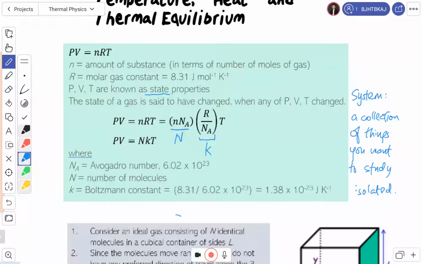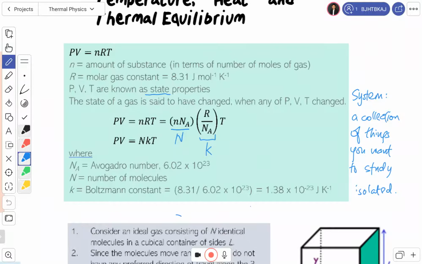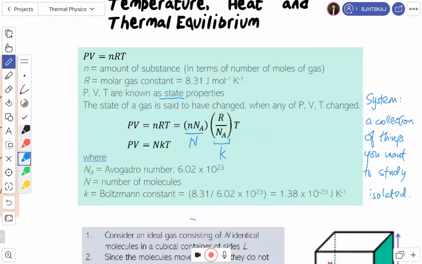And state properties are used to describe the state of the macroscopic system. While every molecule could be doing different things, overall they sum up to give rise to a certain pressure, a certain volume, a certain temperature. So these are what we use to describe the whole system. At this point, any questions that you want to clarify?